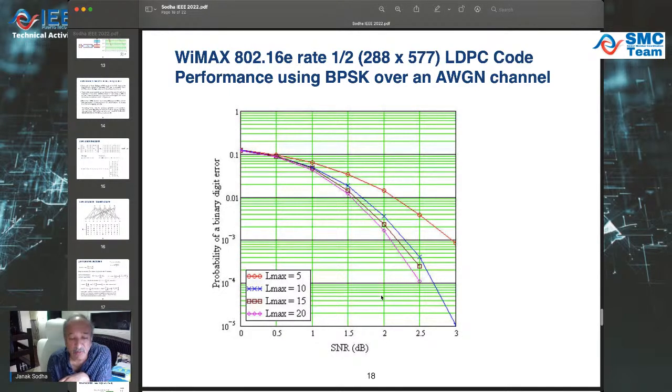L max is the number of iterations you're allowing the decoder to iterate. So if you allow it to iterate 5 times only, then this is the kind of performance you'll get. But you get an improved performance where it gets better, but there's a point beyond which it's not worth it. And let's say 20 iterations. But for a WiMAX where you need fast decoding, 20 iterations is still not that much.